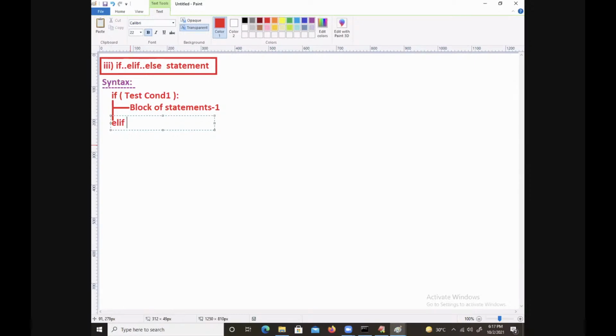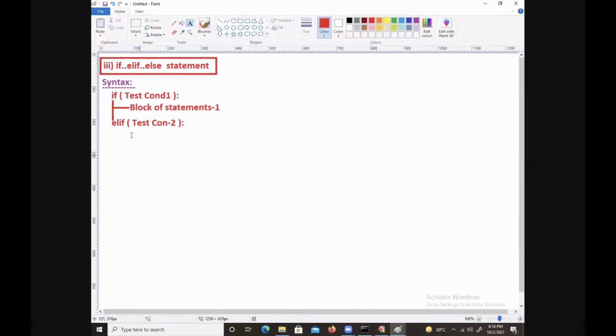Again I will write it here. Test condition 2. What is happening here? I will write. Come on, happily you tell me what is happening there. Another type of block of statements 2 will come. Block of statements will come.